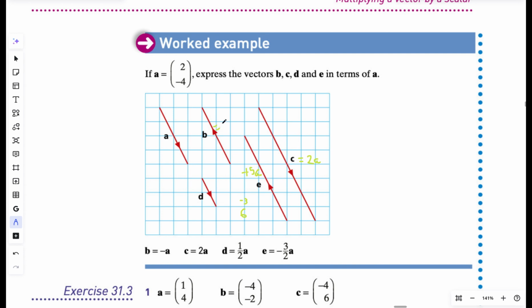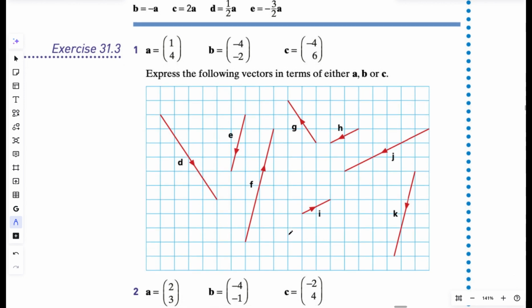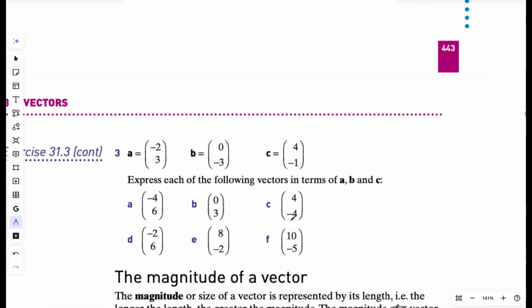If you are defining all of them in terms of A, this one is minus A. This and this are the same in magnitude but opposite in direction. This one is half of A. It's going the same direction but it's half. So you can say 1 over 2A. This vector D is 1 over 2A. Okay, so you pause and go over all of these, and let's move on to the next one.